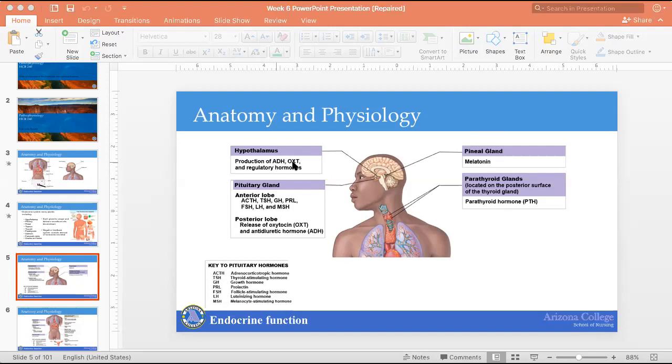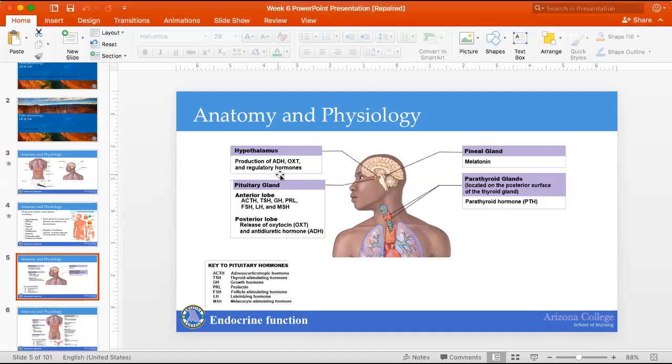Oxytocin is important for those two examples of positive feedback I had listed. So oxytocin is important for stimulating the uterus, and there are some other effects in the body, but that's one of the main ones, stimulating the uterus during labor. So important with positive feedback.